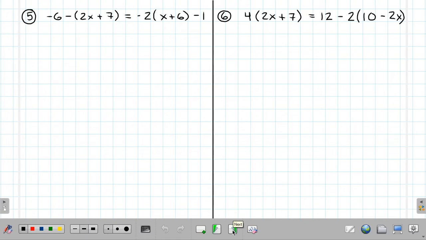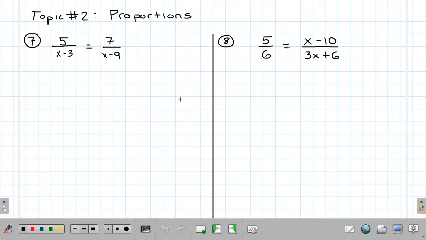Because all of them pretty much work the same, in that you've got to distribute, you've got to combine like terms, and do all the steps that you would in a normal equation. All these are what we would consider normal equations, meaning, like I said, distribute, combine like terms, and then simplify. Then you go into topic two, which is just a couple questions on proportions.